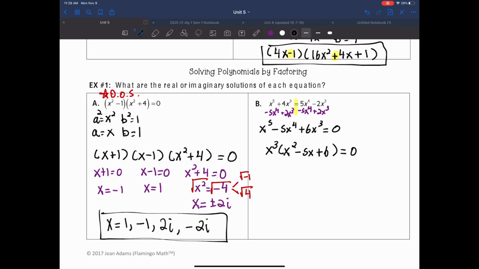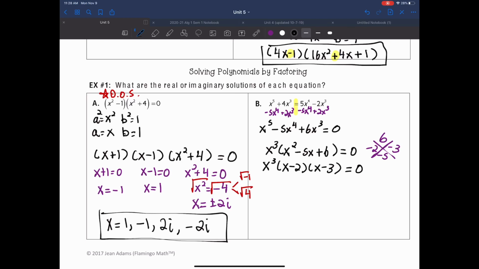Now, I am not done factoring yet. I always have to get this in the most factored form before I can set all of my factors equal to 0. Let's use our factor diamond here to figure out what that's going to be in factored form. So, x squared minus 5x plus 6. A times c is 1 times 6. B is negative 5. Factors of 6 that add up to negative 5: negative 2 and negative 3. So this is going to turn into x cubed, and then x squared minus 5x plus 6 factors down farther into x minus 2 times x minus 3, and that is equal to 0.